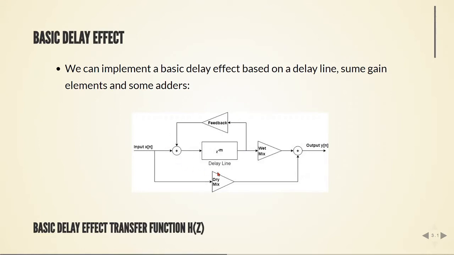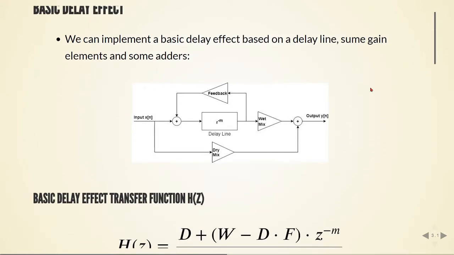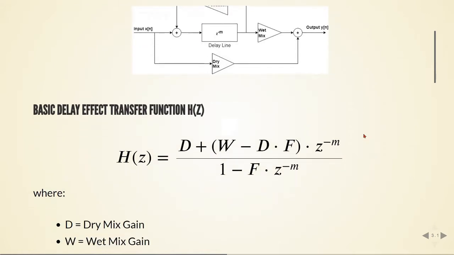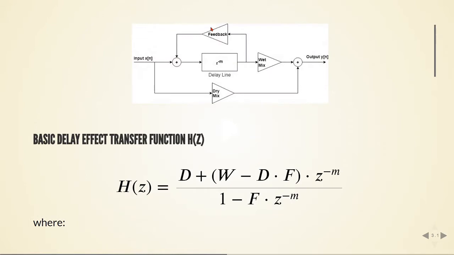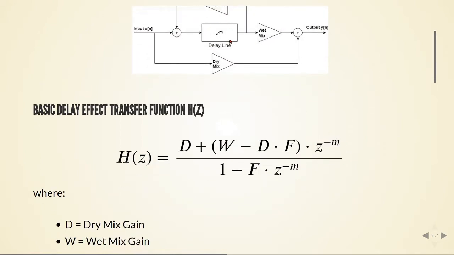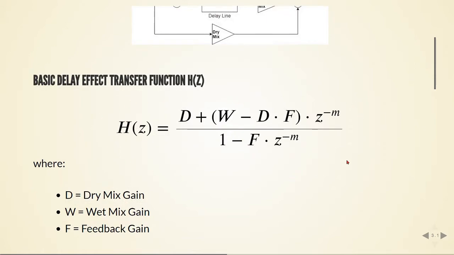And we have this feedback loop where the signal after the delay line gets fed back and summed with the input, and here is the signal after the sum, just before the delay line. We are going to use these after-delay-line and before-delay-line signals also to compute our transfer function and to implement it in software. So the transfer function for this block diagram is given by this equation here, where D is the dry mix gain, W is the wet mix gain, and F is the feedback gain, so these gains here. Z to the power of minus 1 is our delay line, and we have this transfer function.